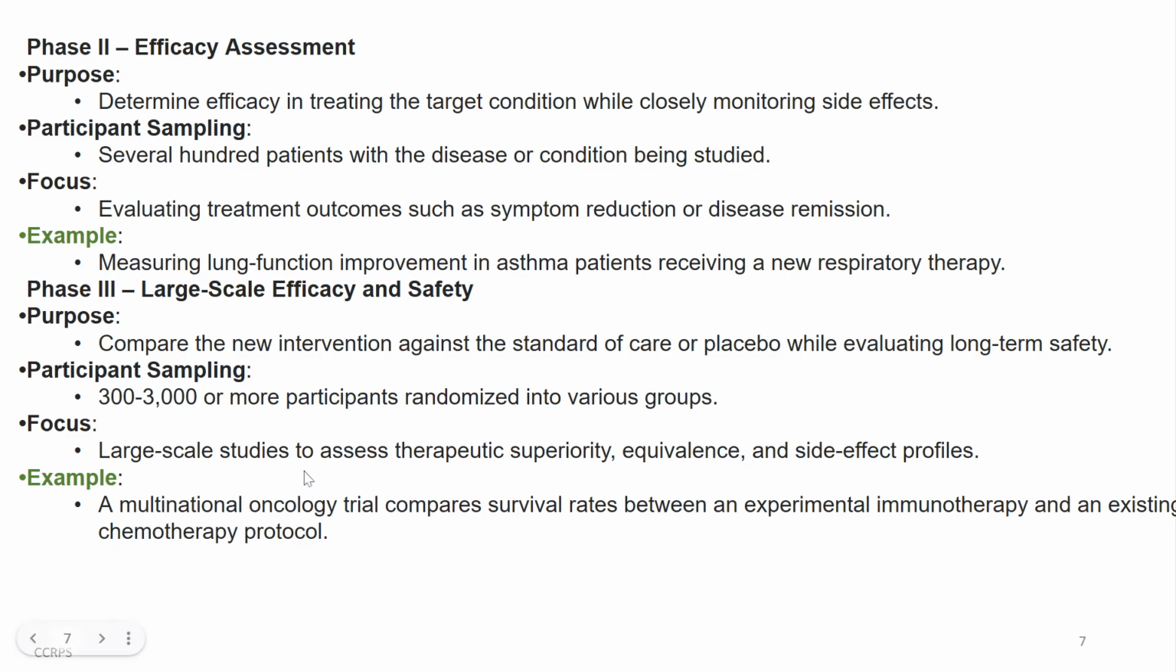The focus: larger scale studies to assess therapeutic superiority, equivalence, and side effect profiles. Example, a multinational oncology trial compares survival rates between an experimental immunotherapy and an existing chemotherapy protocol. So here, see the example: experimental immunotherapy, which is the investigational product, against the existing chemotherapy protocol.